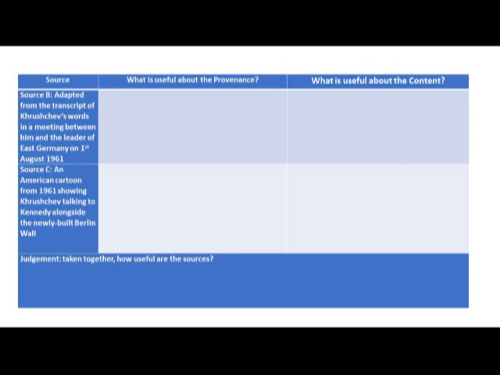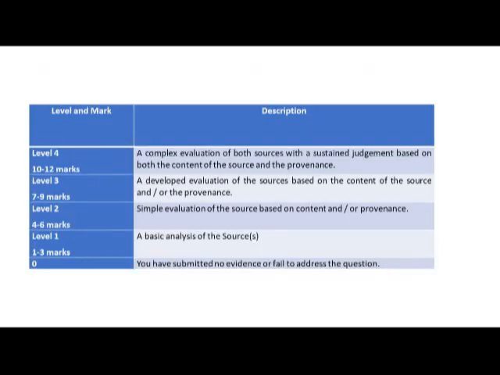Now, the crucial thing for this type of question is the judgment. So you're really going to look at 3 paragraphs here. 1 paragraph on source B, 1 paragraph on source C, and then a judgment paragraph, or at least half a paragraph. And to do that, you need to explain how both sources are useful, taken together.